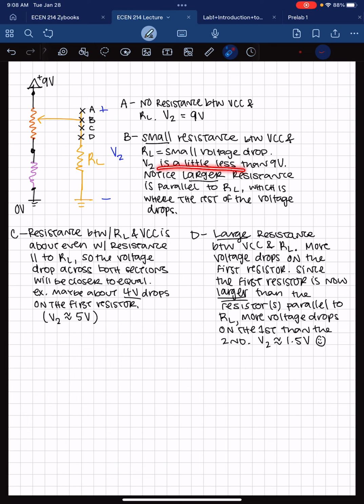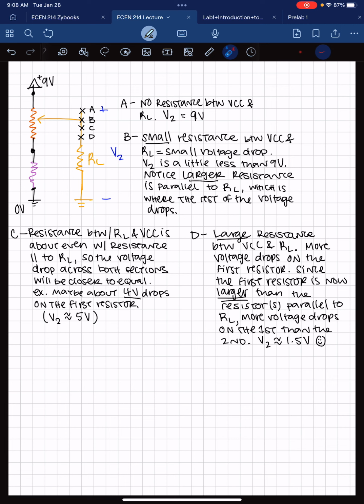V2 is a little less than 9 volts. And this would be like in lab when we'd twist it just a little bit, and instead of 9 volts, it would be like 8.6 or something. So that's because it's the voltage difference between here and here now. And then the larger resistance is parallel. So this resistance is parallel to RL, which is where the rest of the voltage drops.